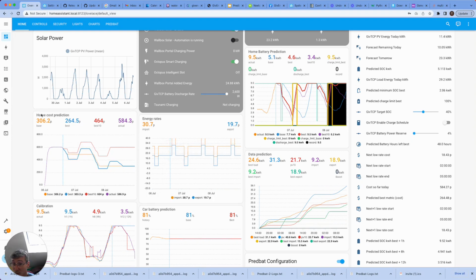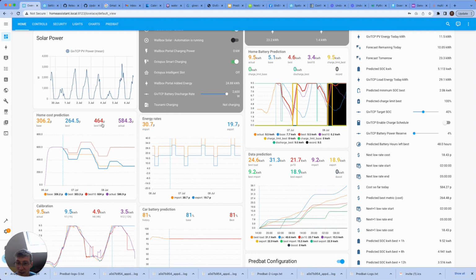The other thing you can look at is the home cost prediction. So the actual is how much it thinks you've spent so far since midnight today. So you can see this purple line. So on this hypothetical flux scenario, I don't actually have a flux tariff, but I set it to this for this video. It would have cost me £5.84 so far. But you can see on the best scenario here that it's actually going to come down, and this is due to the solar exports and me force exporting to £2.64.